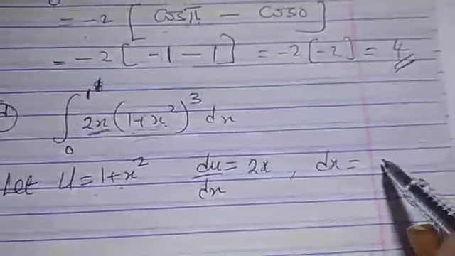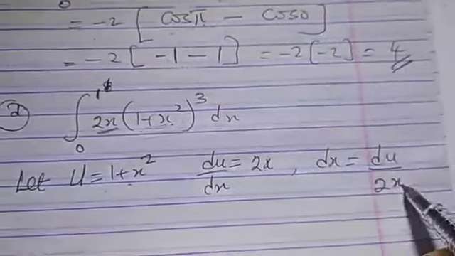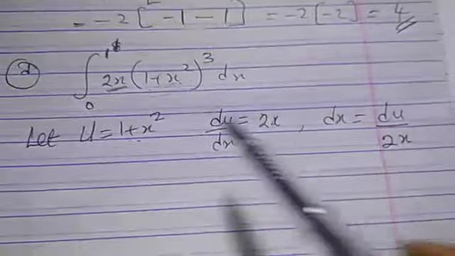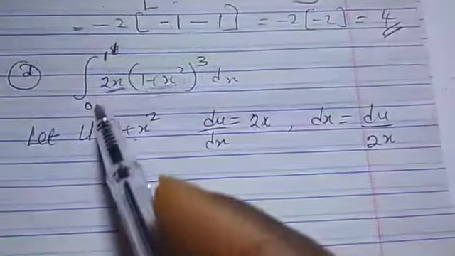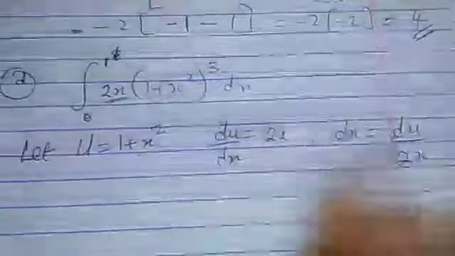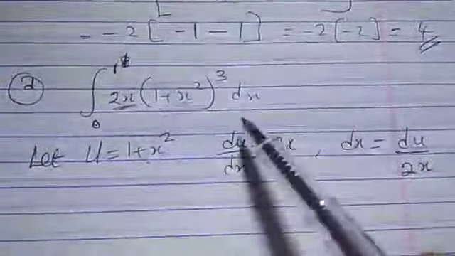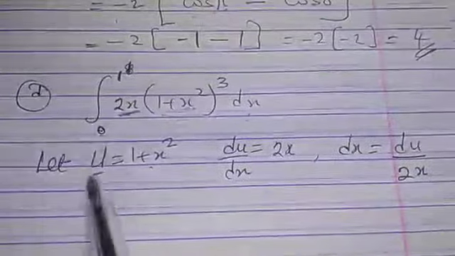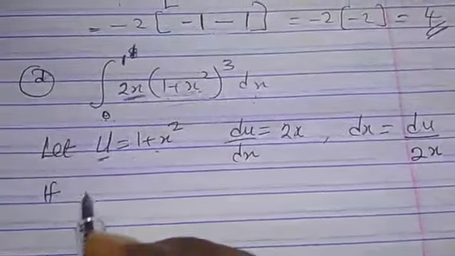If you make the extra formula as we normally do, that will be du over 2x. Don't forget that we are using integration by substitution. You have to change this boundary too, because these boundaries 0 and 1 are meant for x, and we are changing it to u. So we only need to say we change the boundary like this.